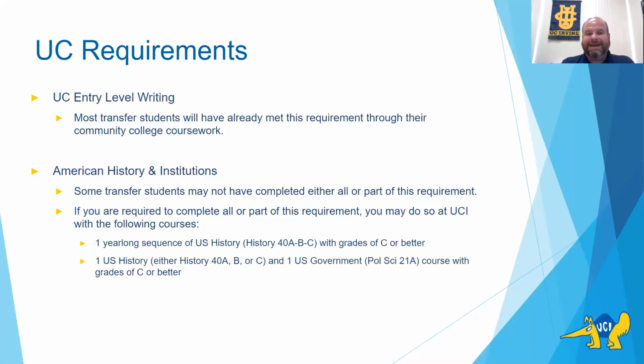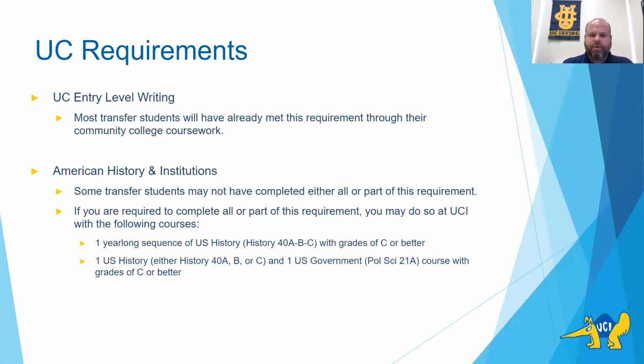So it's called American History and Institutions. American History and Institutions basically is a course in American history and a course in US government, right? And so if you've taken those courses previously at your previous college, you may have already satisfied that, but it will take some time for UCI admissions to evaluate this. So we probably won't have the answers to all these questions right away.